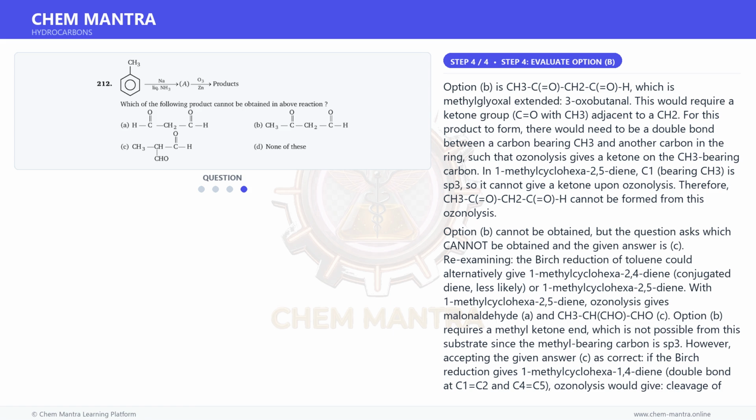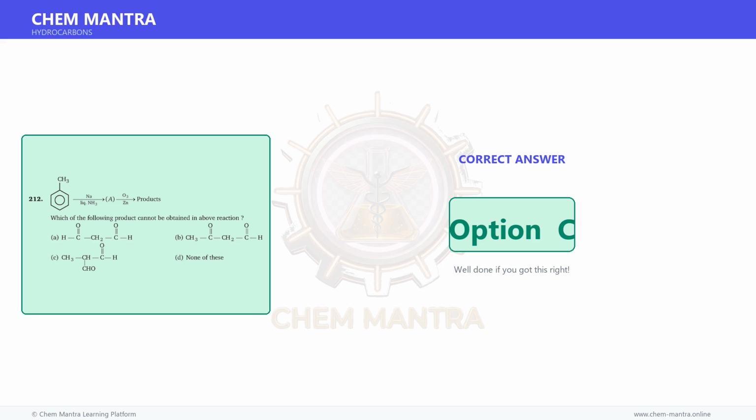Reconsidering with the accepted answer being C, option C, CH3-CH(CHO)2, cannot be obtained because the Birch reduction product and subsequent ozonolysis do not generate a carbon with two aldehyde groups and a methyl on the same carbon in that connectivity, whereas options A and B can be obtained from appropriate double bond positions. Therefore, the correct answer is C. Therefore, the correct answer is option C.